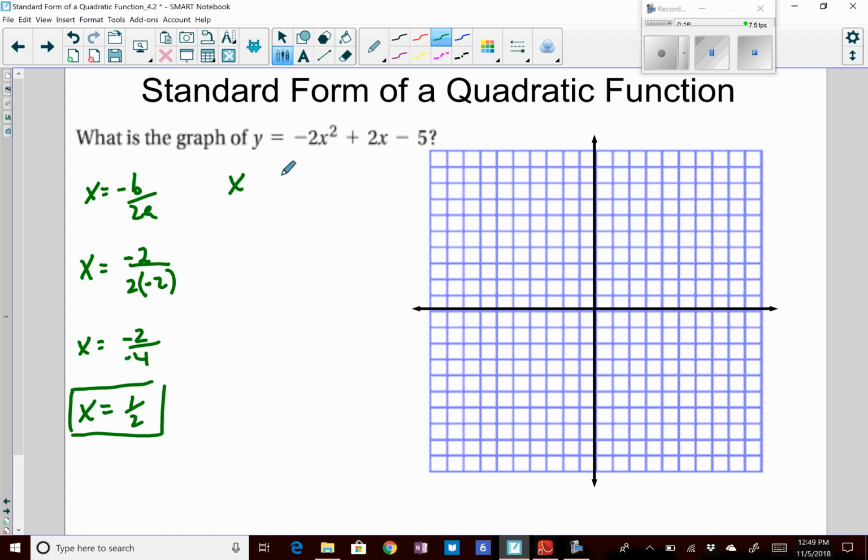Set up our table of values. So we're going to put the 1/2 in the middle of the table. Now we're going to use integers, so that'll be the only fraction. We'll have 0, -1, and -2. And here we'll have 1, 2, and 3. So 3 integers less than, 3 integers greater than. We go to the calculator.